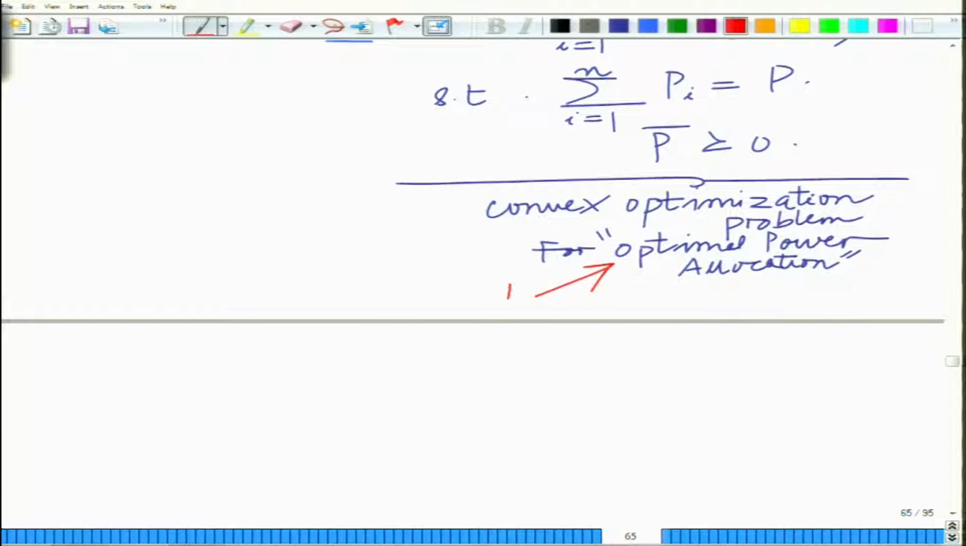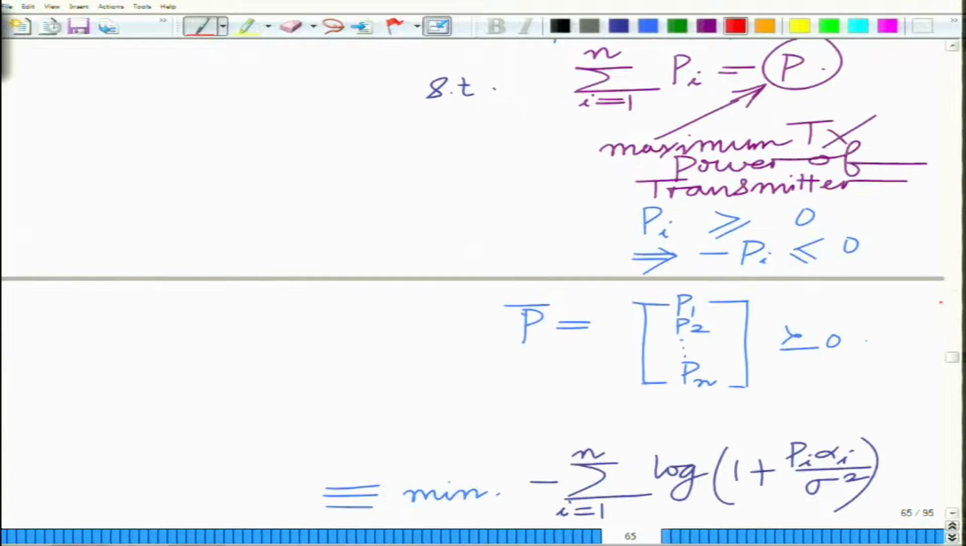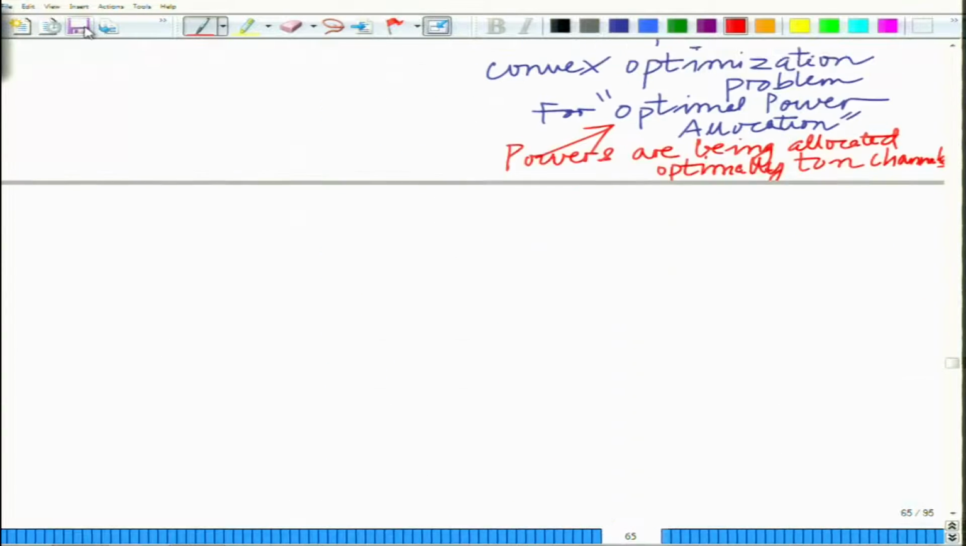Powers are being allocated optimally to the n channels.